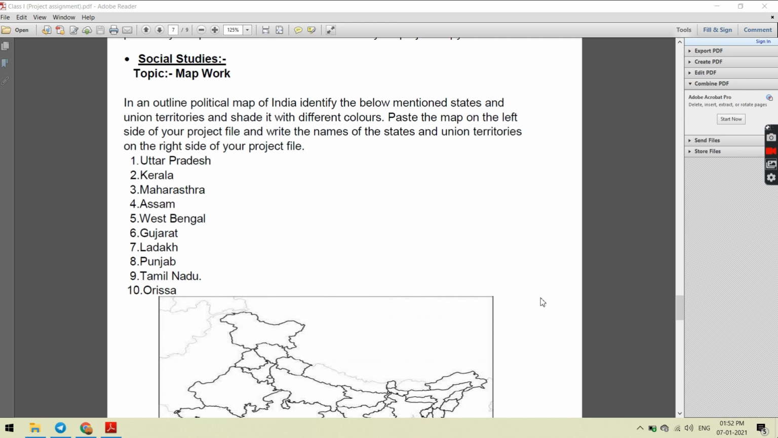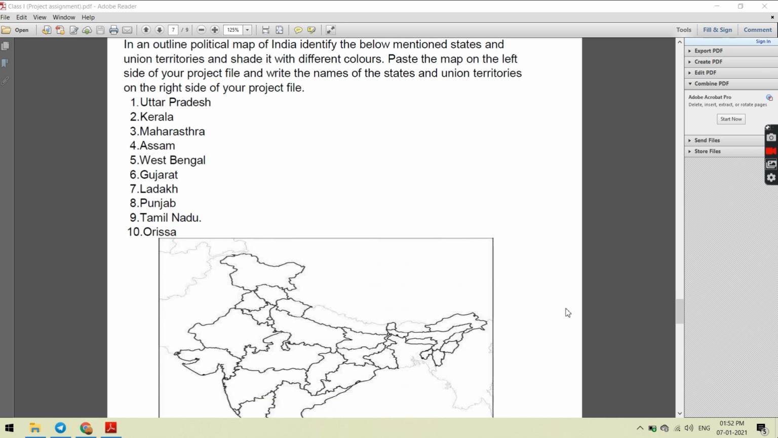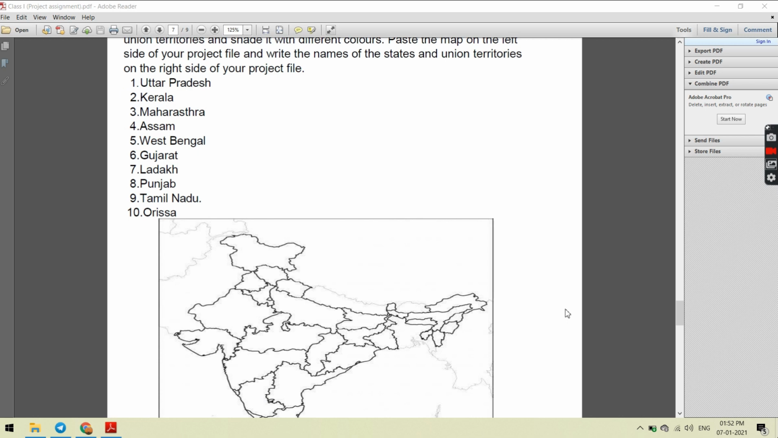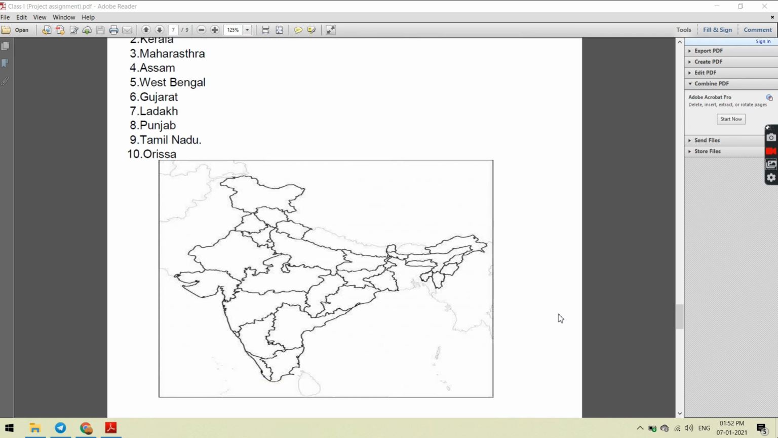Next, social studies. Topic, map work. In the outline political map of India, identify the below mentioned states and union territories and shade them with different colors. Paste the map on the left side of your project file and write the names of the states and union territories on the right side. The states are Uttar Pradesh, Kerala, Maharashtra, Assam, West Bengal, Gujarat, Ladakh, Punjab, Tamil Nadu and Orissa.